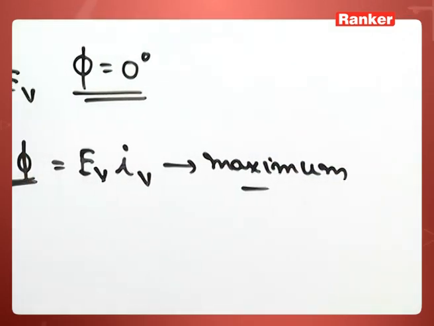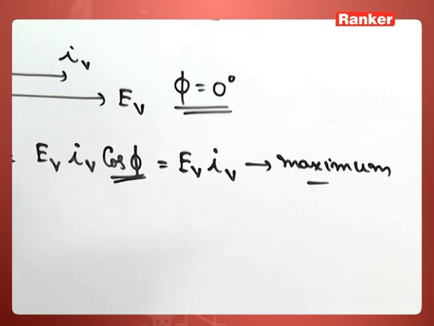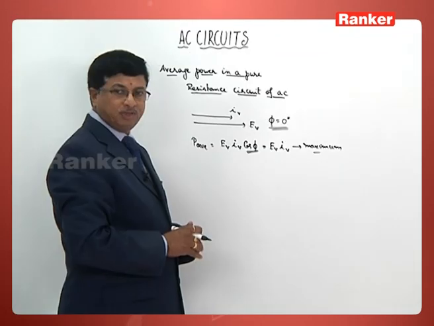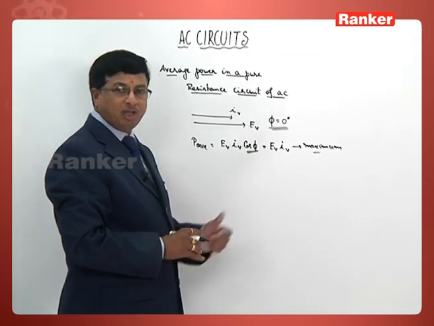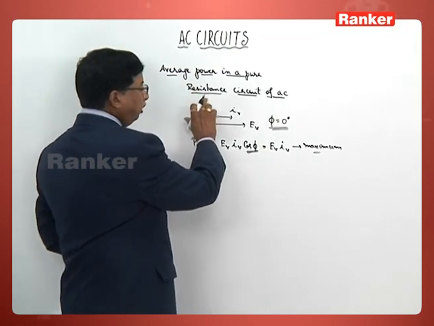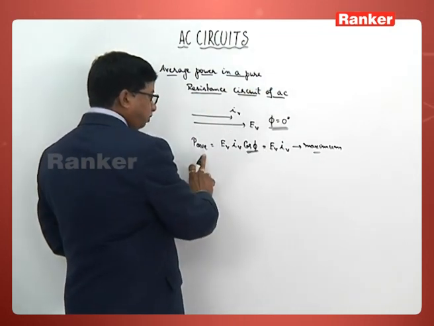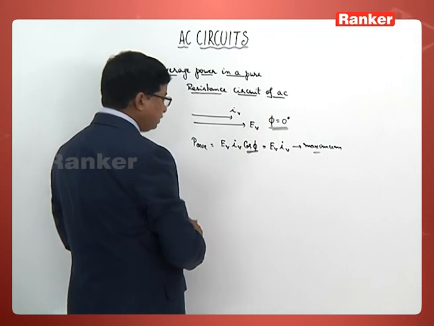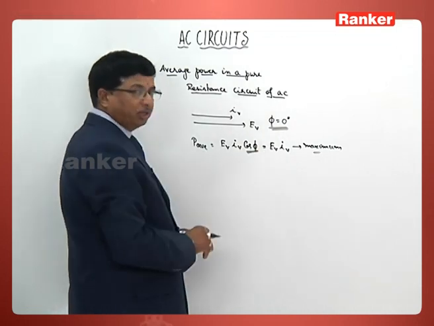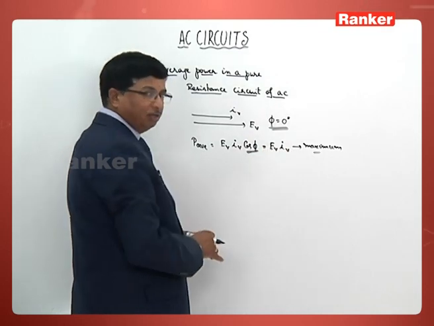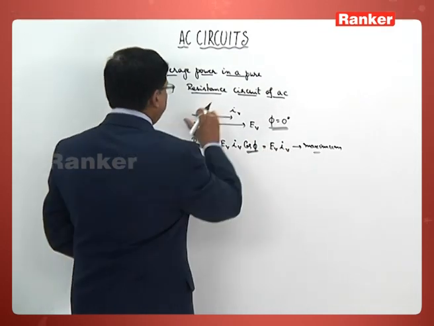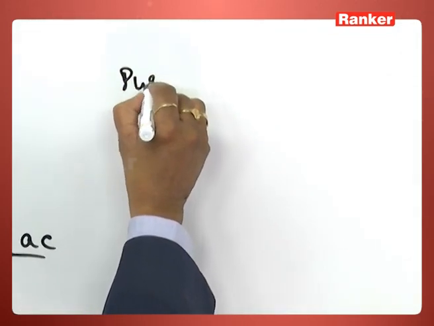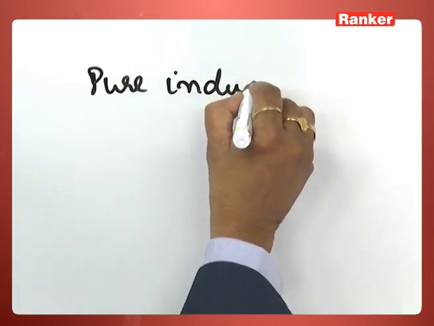So, when can the power be maximum in an AC circuit? Power becomes maximum when the cos phi value becomes 1. That is the identification we need to have here. So, in the case of a pure resistance circuit, the average power is going to be maximum and the value of the phase angle is going to be 0 degrees. The maximum value of power now becomes EV into IV. That is the concept. Now, if you take the second one, that is the pure inductance circuit.